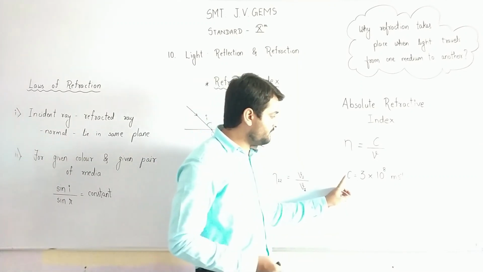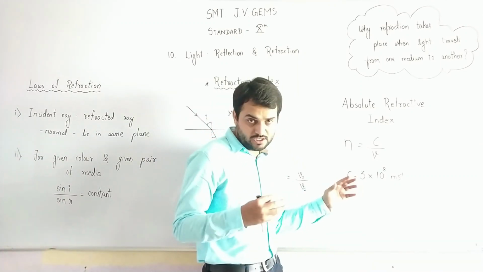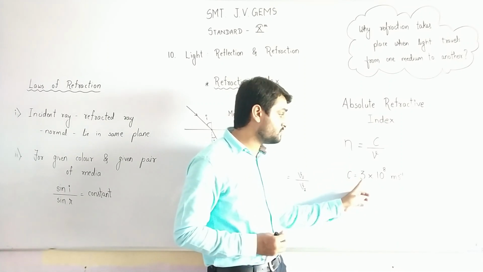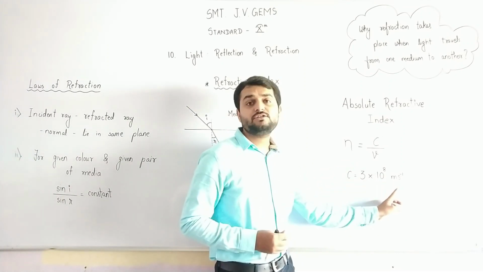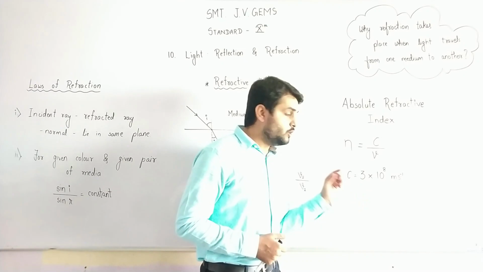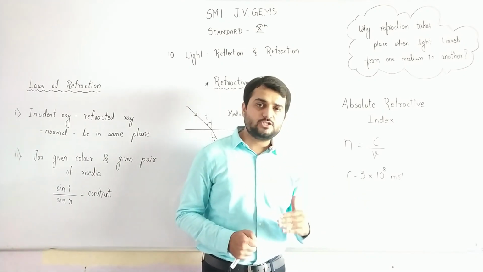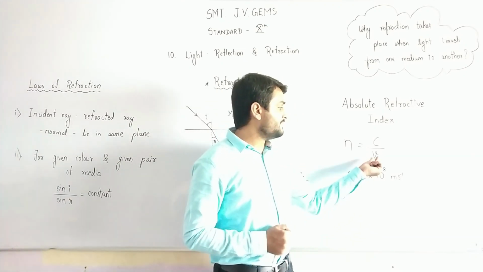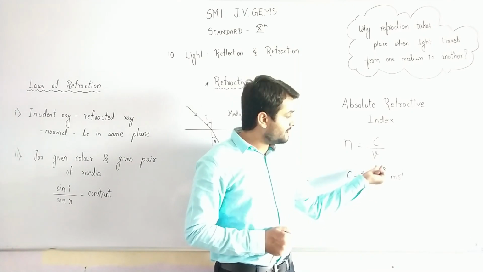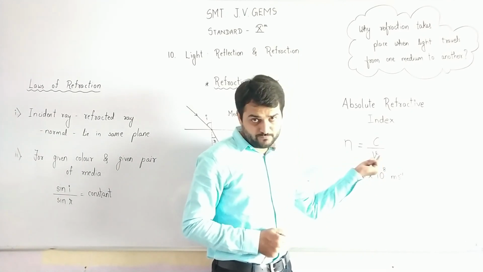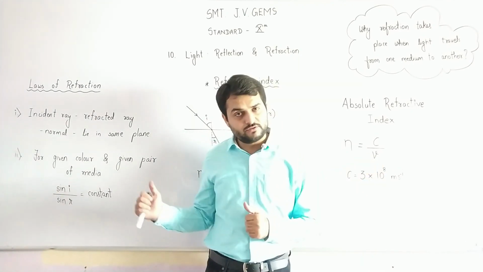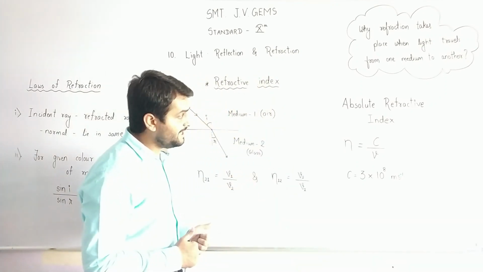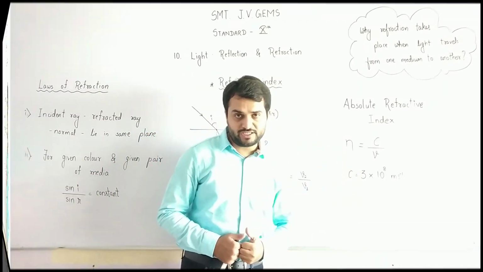Now here the speed of light, which we have to memorize as 3 × 10 to the power 8 meter per second, is in vacuum. And all other speeds which we'll get for different media will be lesser than this value. That is going to be substituted over here. So this is about laws of refraction, refractive index, and absolute refractive index.